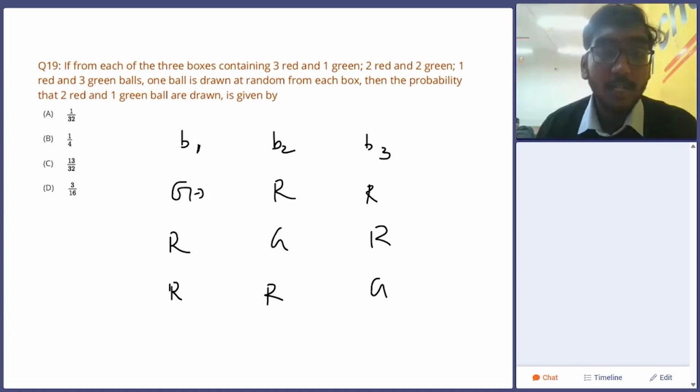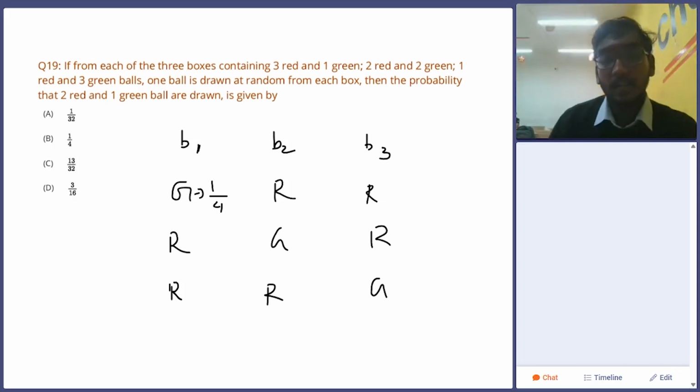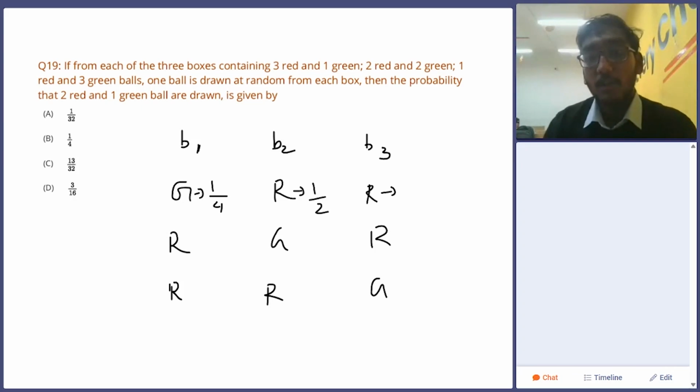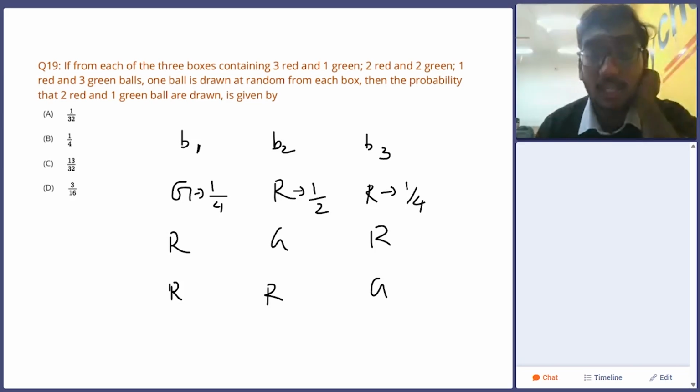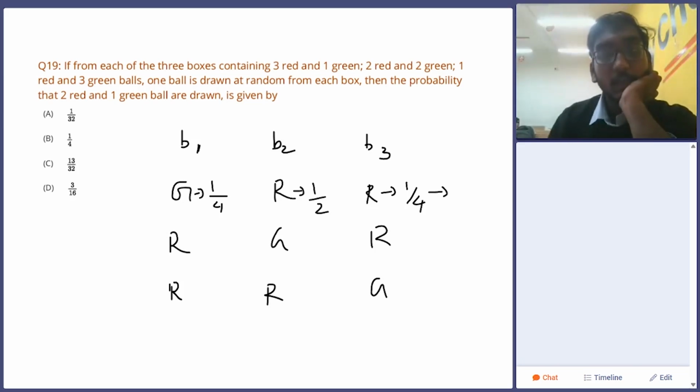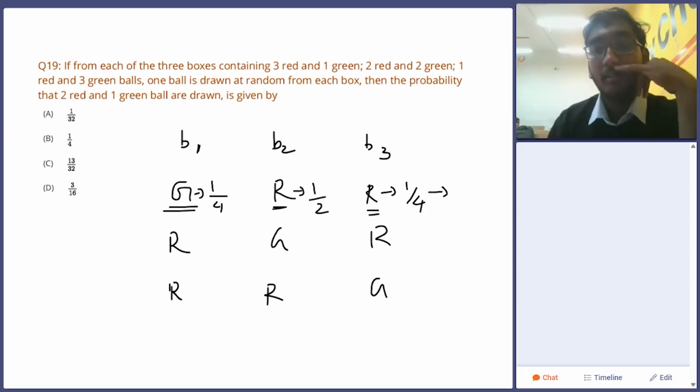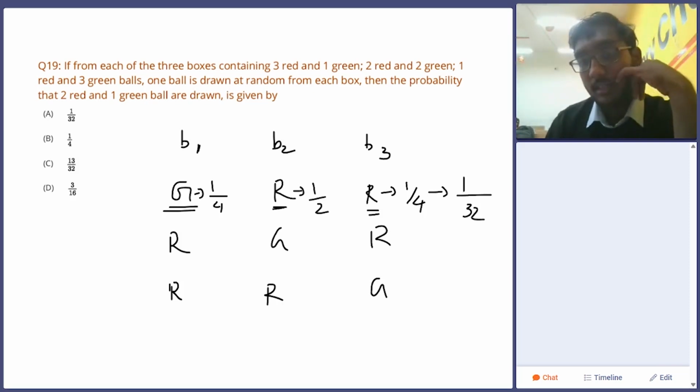So what is the probability of drawing green ball from the first box? It will be 1 upon 4, right? Because 1 green and 3 red, right? What about the probability of drawing red ball from the second box? It is 1 by 2. Why? Because 2 red balls and 2 green balls are there in the second box. And what about the probability of drawing red ball from the third box? It is 1 upon 4, okay? Because 1 red ball and 3 green balls are there in the third box. So what will be the overall probability of getting this particular case, okay? Green, red and red. It will be 1 upon 32, okay?